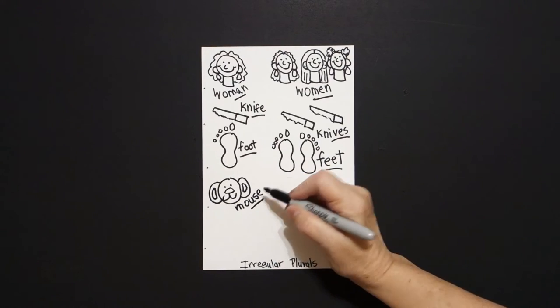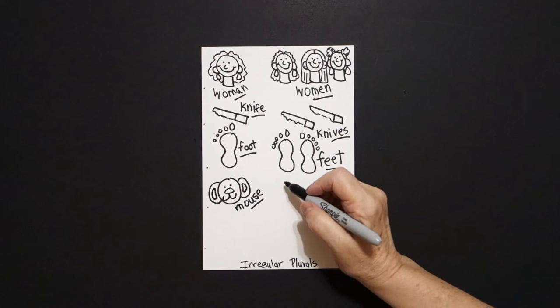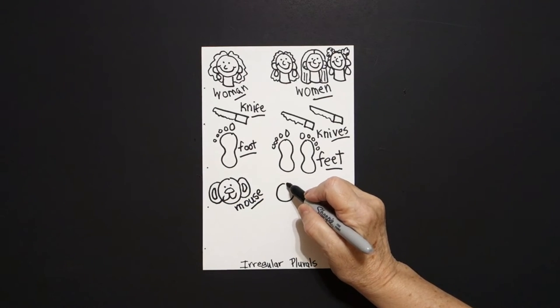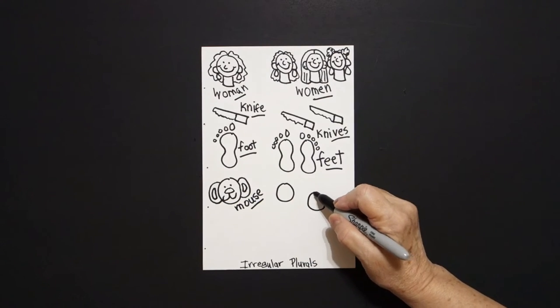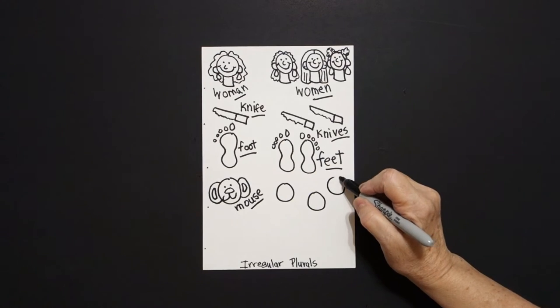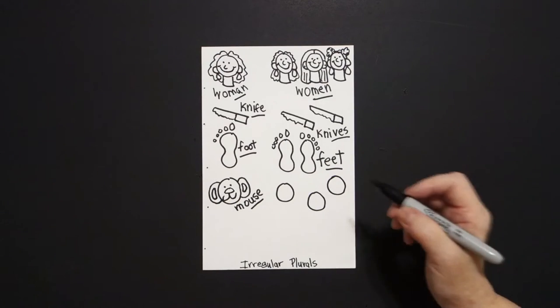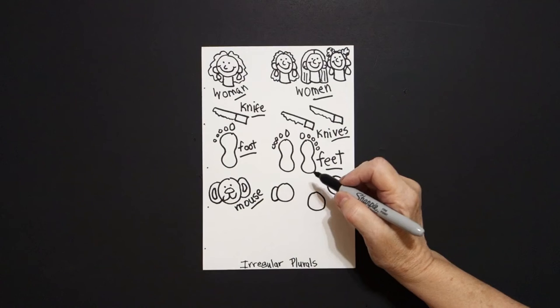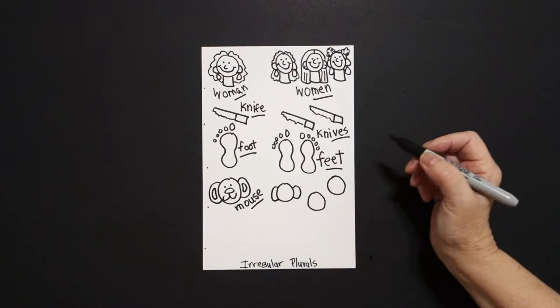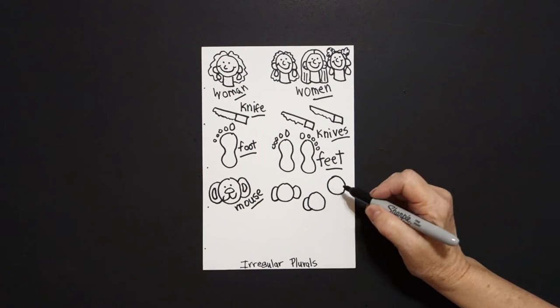Look at the ending. Mouse. Now come over here. We're going to draw 1, 2, 3 circles. Curve line out, in. Curve line out, in. Curve line out, in.